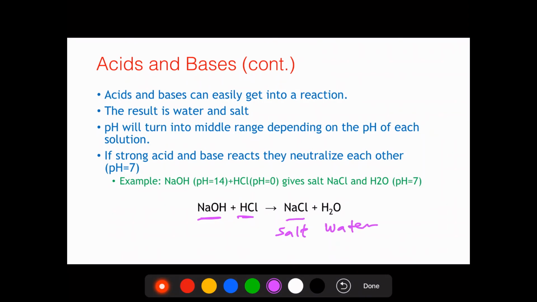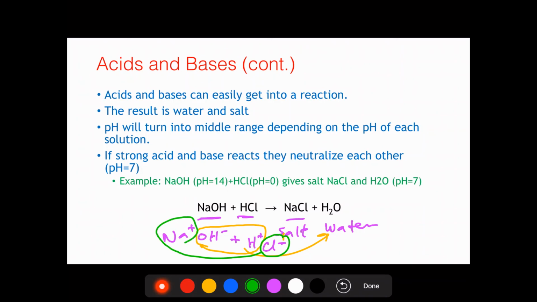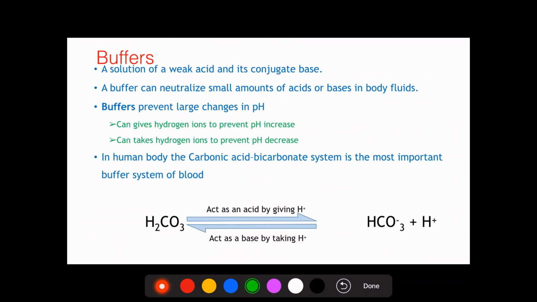And that's exactly what we explained earlier. It's Na+ OH- plus H+ Cl-. The base will take the hydrogen ion and that will form water, whereas the chloride and the sodium will form the salt. And usually the pH in this case will be 7, so they will neutralize each other when we are reacting acid and base together.